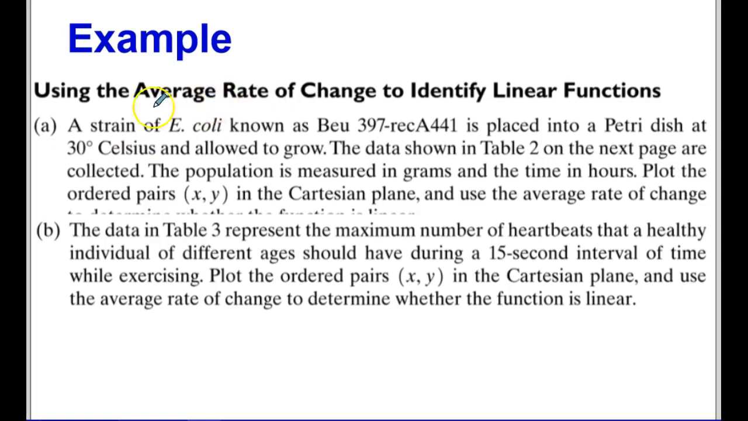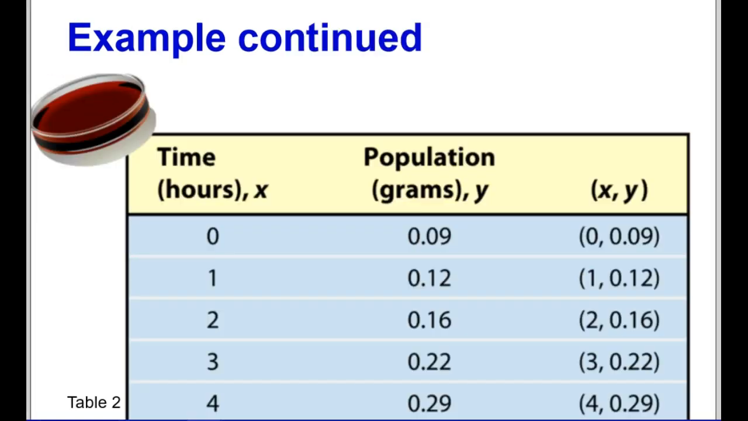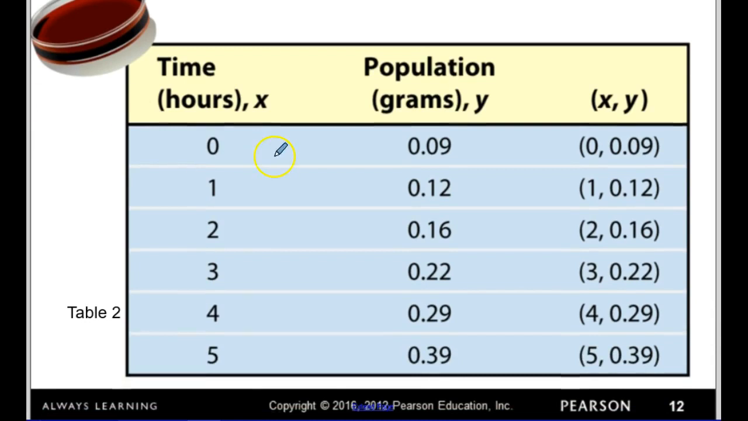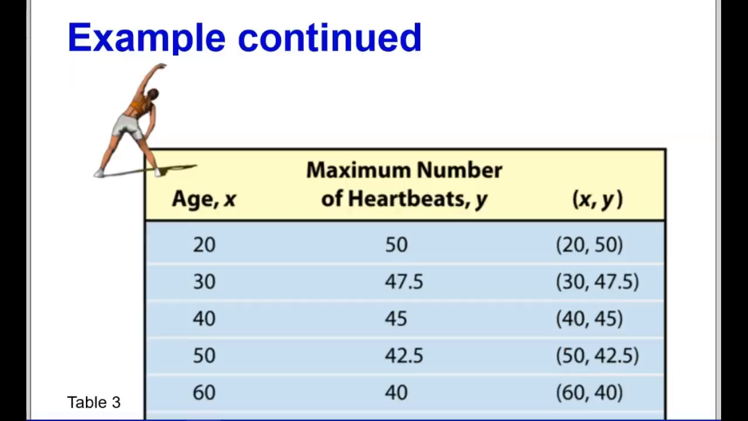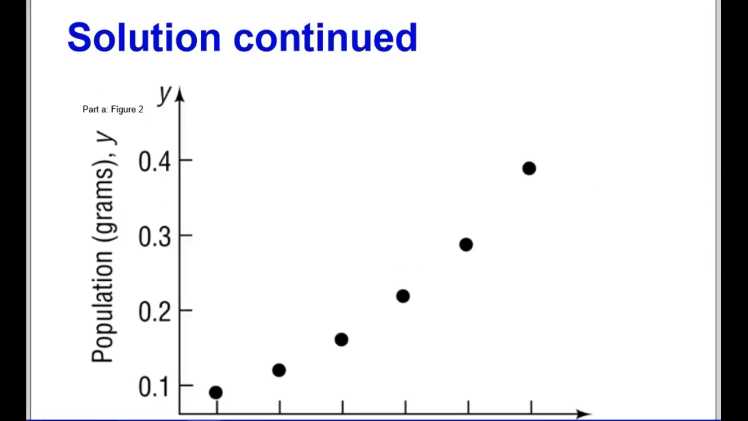Okay, so here we're going to actually use that average rate of change to identify if it's a linear function or not. I have a strain of E. coli that's placed into a petri dish and is allowed to grow. So we're going to look at some data that's collected from that. My population is measured in grams and the time in hours. It's always important to keep an eye on what we're measuring and how we're measuring it. So plot them and use the average rate of change to determine if this is linear. Here's my data. I've got my number of hours elapsed and my population. And here they've gone ahead and written it into x-y format for us. So we can graph those.